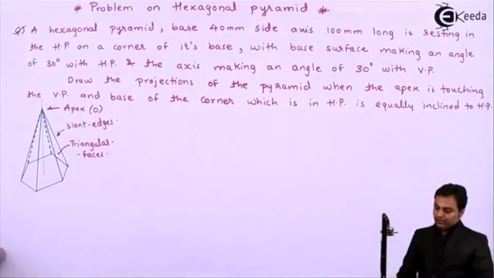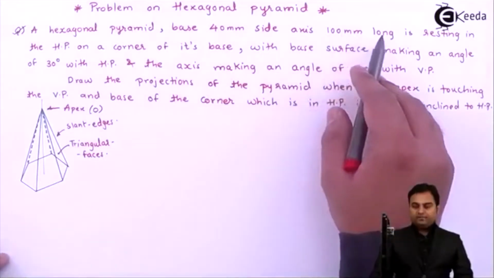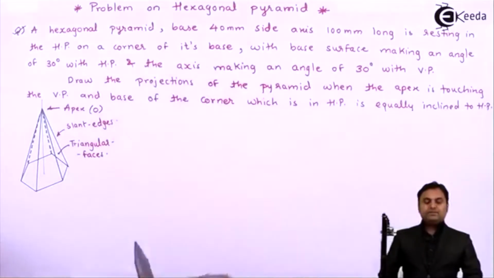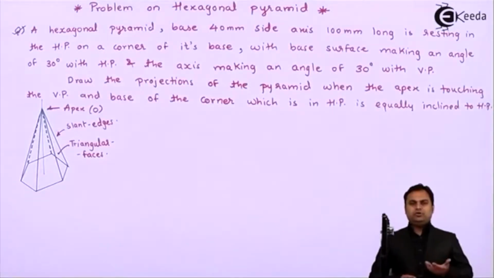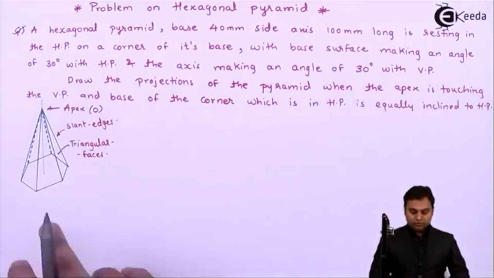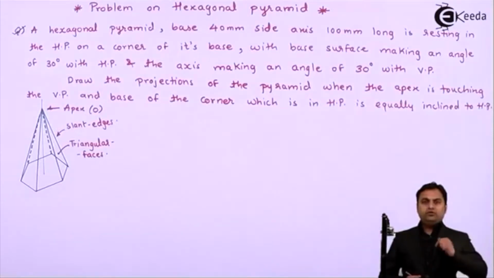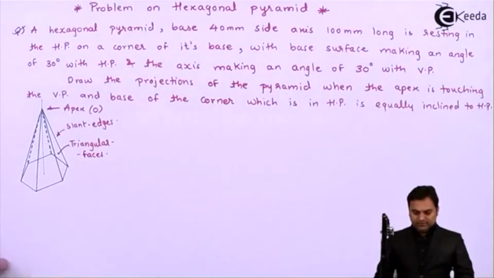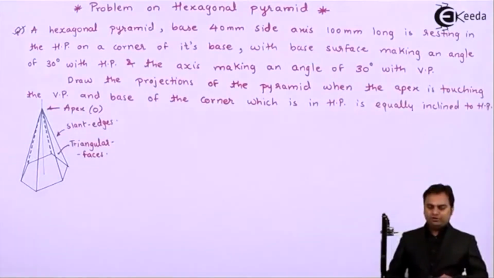Now in the question it is given that hexagonal pyramid, base 40 mm side, axis 100 mm long, is resting in HP on a corner of its base. Means here I have to take the condition in such a way that since the corner is in HP, it means the entire hexagonal pyramid is in HP. So when this pyramid is kept in HP, then if we are looking from top, we are going to see a hexagonal base. It means this pyramid will be looking like a hexagon from the top view, which will be drawn in HP.